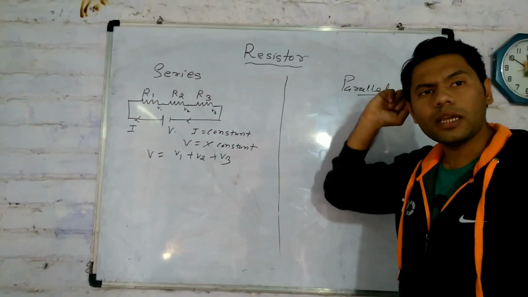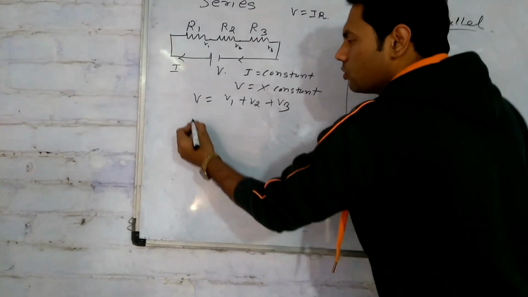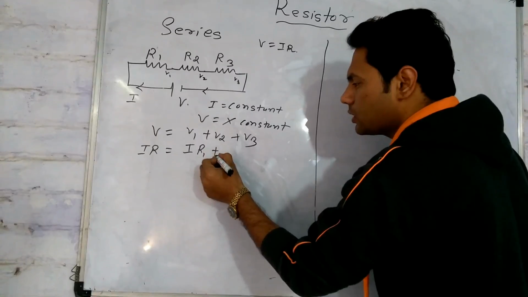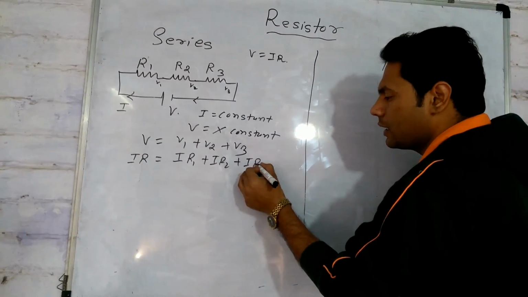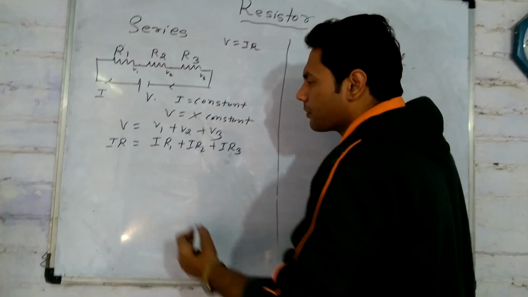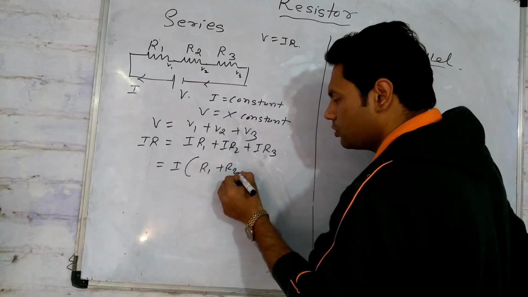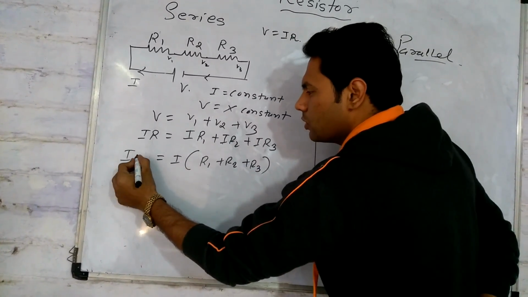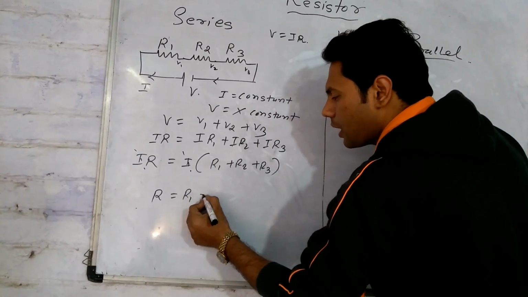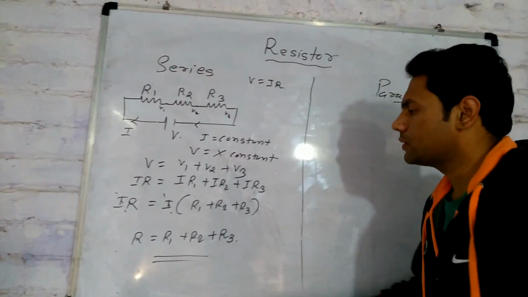Okay, what we learned in Ohm's law, V is equal to IR. So now put down here, V is equal to IR. V1 is equal to I R1, V2 is equal to I R2 and V3 is equal to I R3, because I is constant, so I1, I2 and I3 are also the same. Now here I is common, so I times (R1 plus R2 plus R3) is equal to I R. Here I cancels, so we get R is equal to R1 plus R2 plus R3. So it is the equation of series resistors.